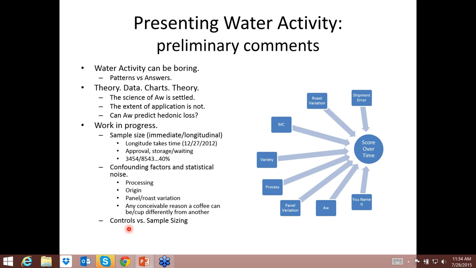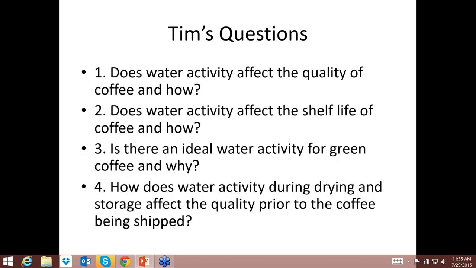So here are Tim's questions. What we want to know is, does water activity affect quality and shelf life? Is there an ideal water activity? And how does water activity during drying and storage affect quality prior to shipment?